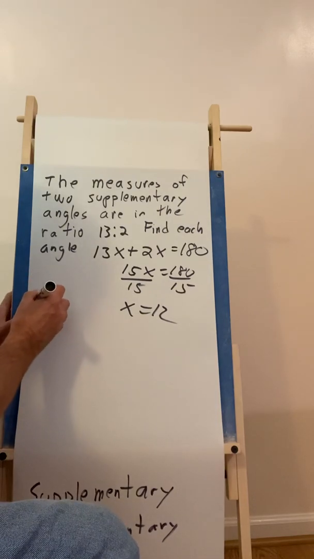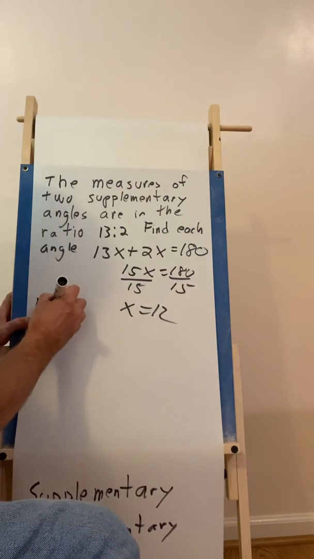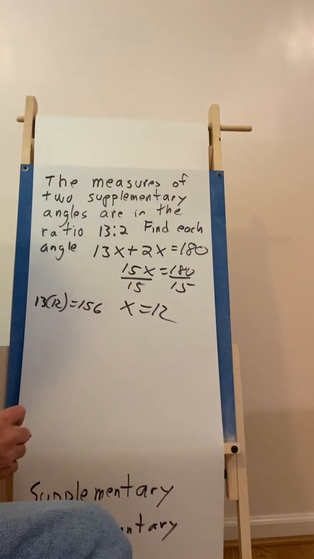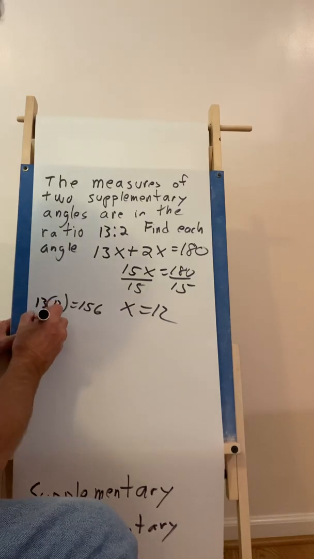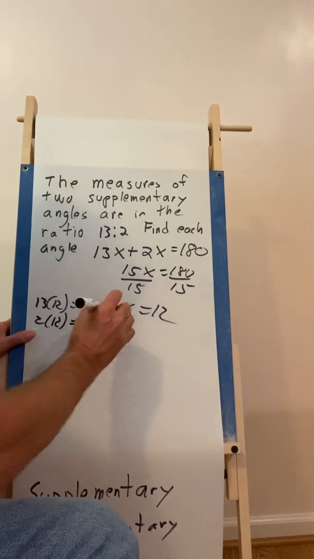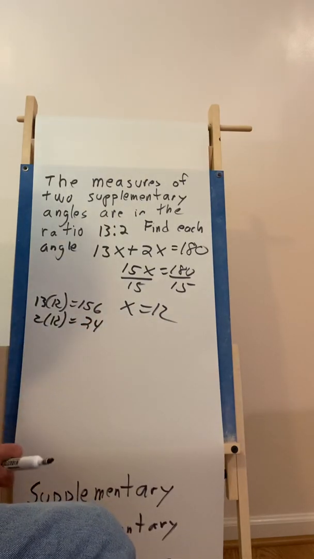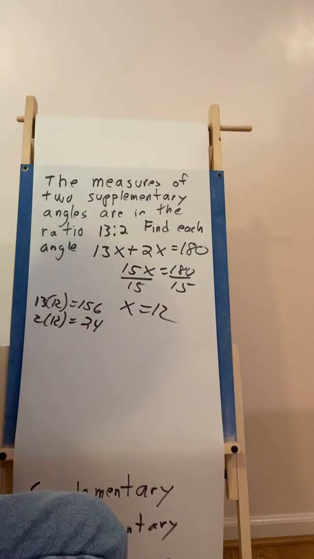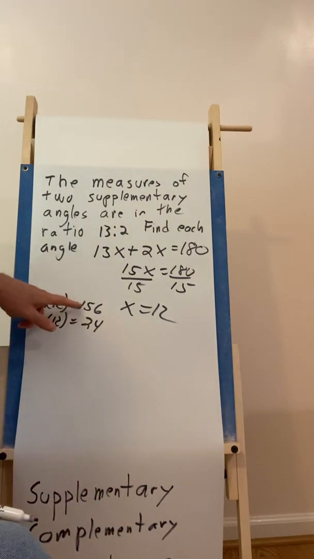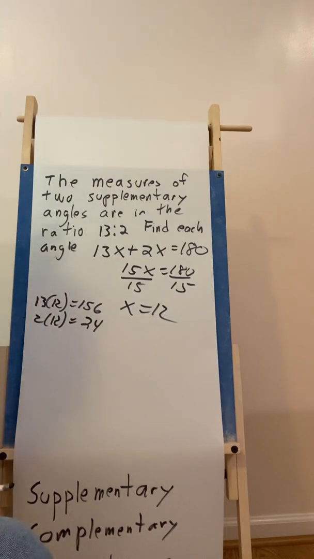So if you do 13 times 12, you get 156. The other angle was 2x. So if you do 2 times 12, you get 24. How can we tell if we've done this correctly? Well, what should the sum of the two angles be? 180, because they're supplementary. Well, what does 156 and 24 add up to? I hope you said 180, because it does add up to 180, and we have done that problem correctly.